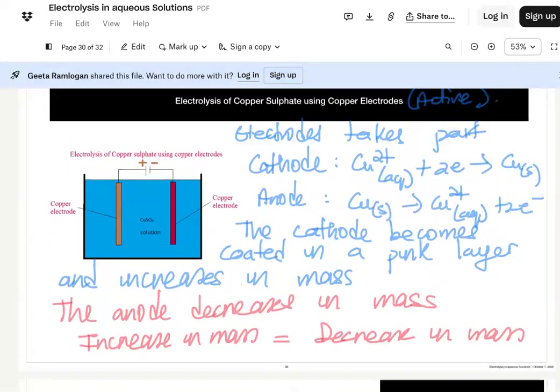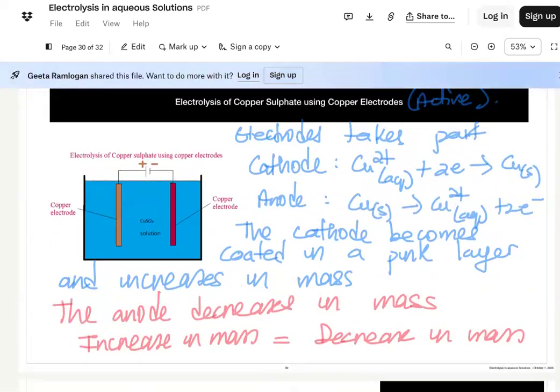All right. Now we are doing electrolysis of copper sulfate using copper electrodes. What does that mean? That means the electrodes are going to take part. The electrodes are active. Is this okay? Active. All good? Okay, take it down. I'll explain on the whiteboard after you have the note.